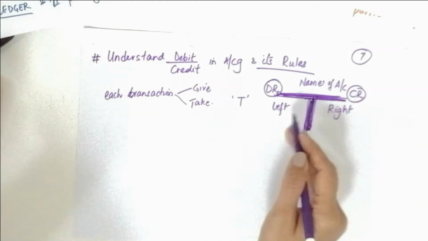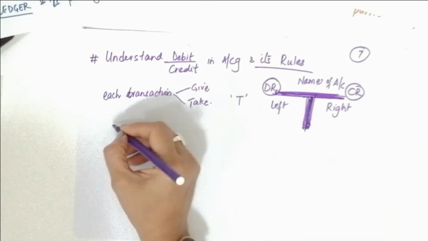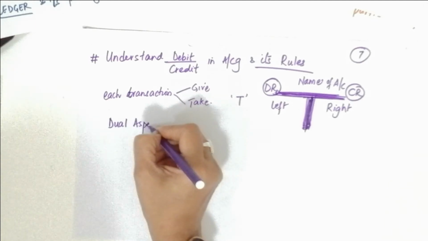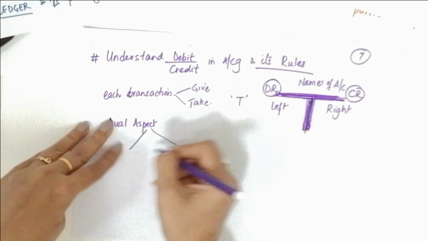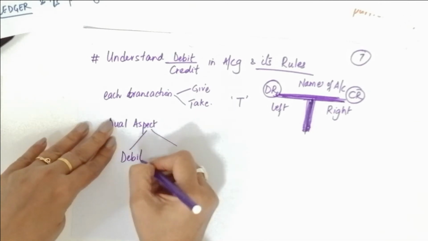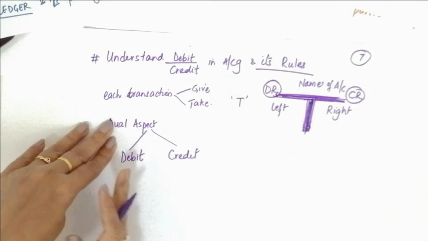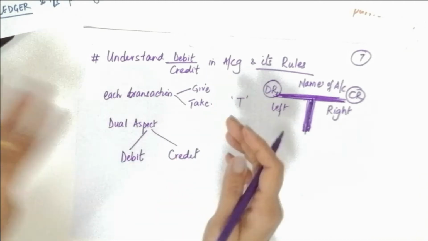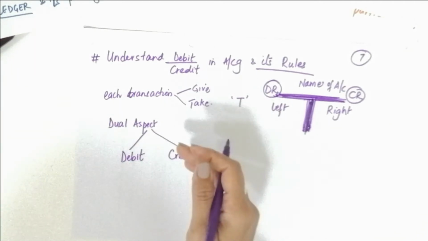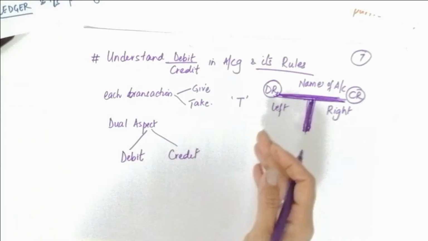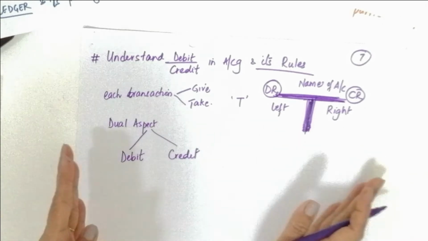So always what happens is, as we have learned earlier, dual aspect. So each debit will have a respective credit. Each give will have a take, each take will have a give. This is what we have learned earlier, right? So the same thing I'm going to emphasize further. This we have understood, right?